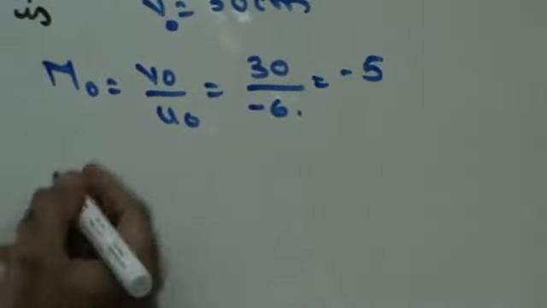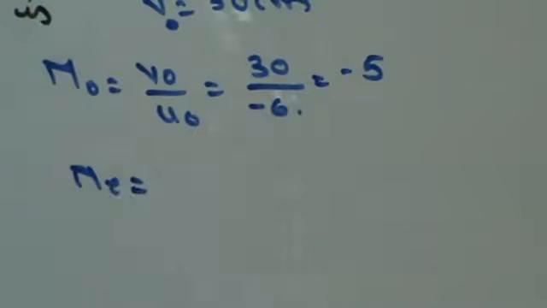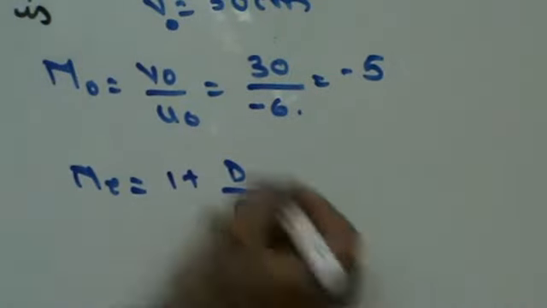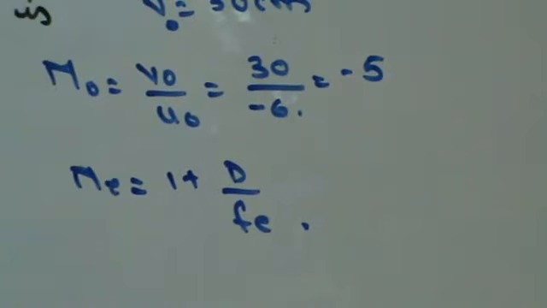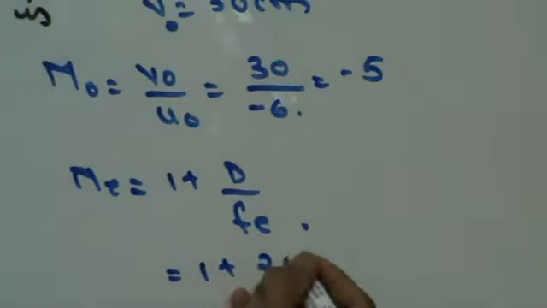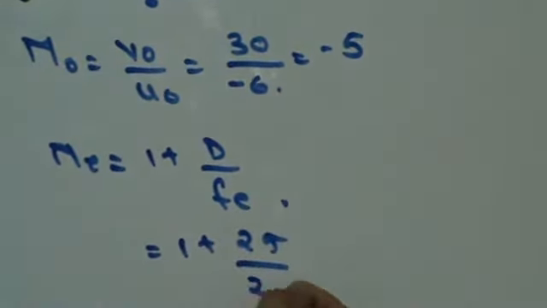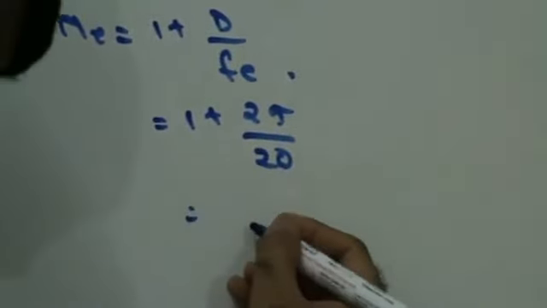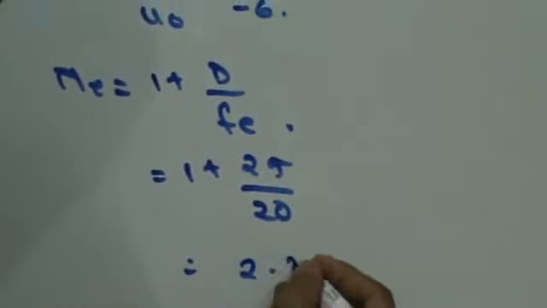Now, the magnification produced by the eyepiece. The eyepiece in a compound microscope works like a simple microscope. So that is going to be 1 plus D upon Fe. D we know by heart is 25 centimeters. Fe is given to you as 20 centimeters. So when you solve this, this is going to be nothing but 2.25.